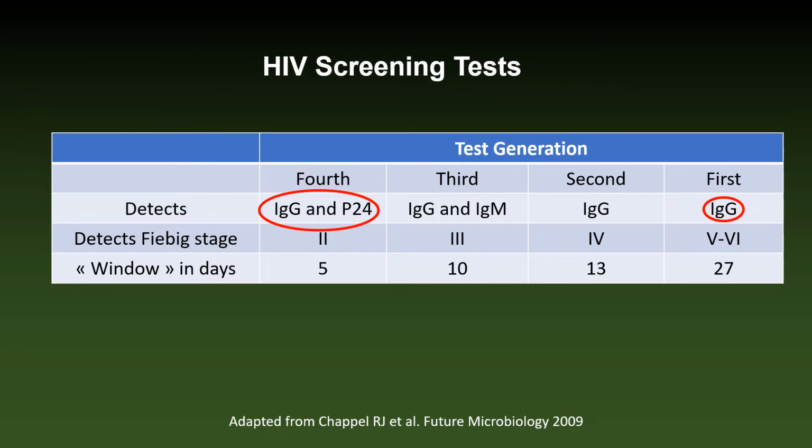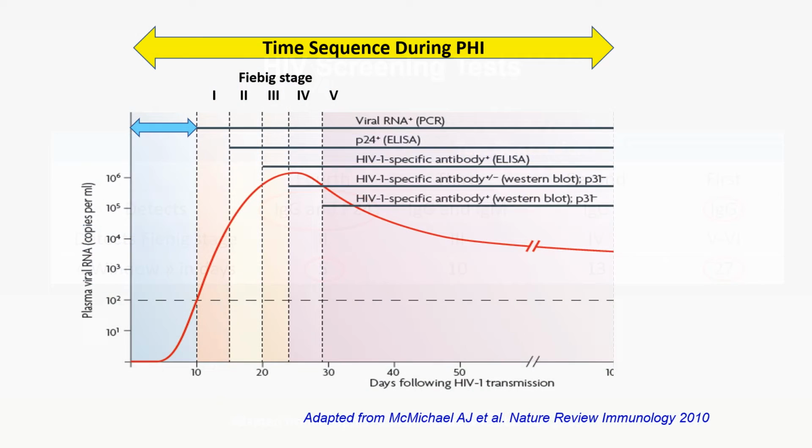First-generation tests became positive on average about 4 weeks after HIV RNA appeared in the serum. With fourth-generation tests, this delay is cut to approximately 5 days. Note, however, that none of these tests detect Fiebig stage 1, when only HIV RNA is present.